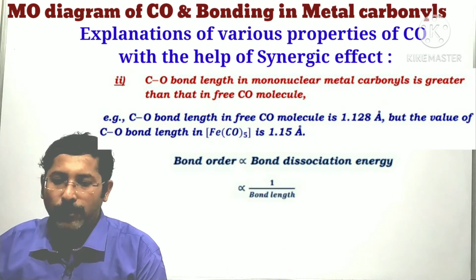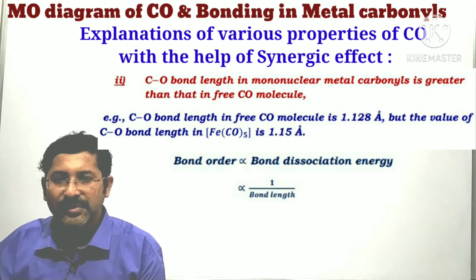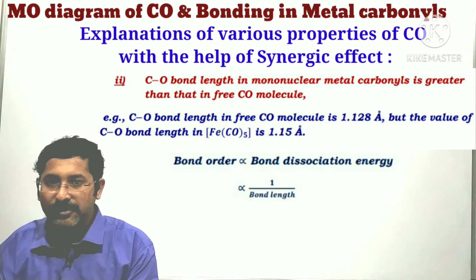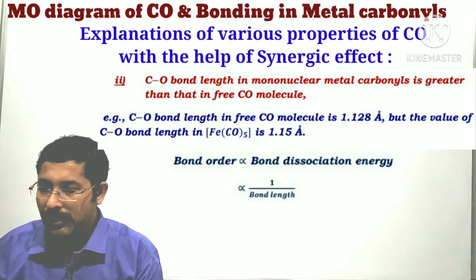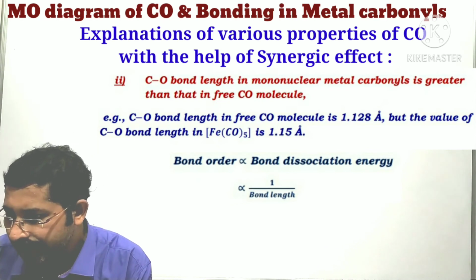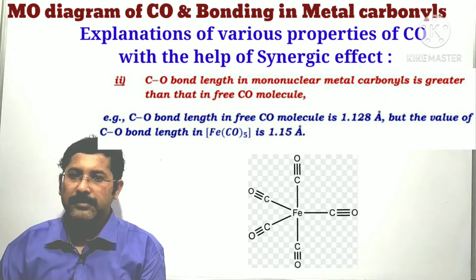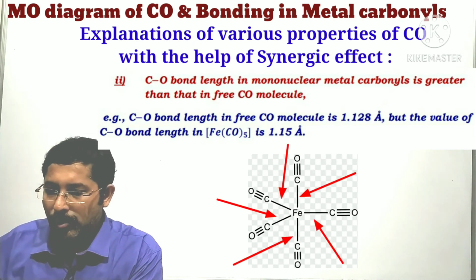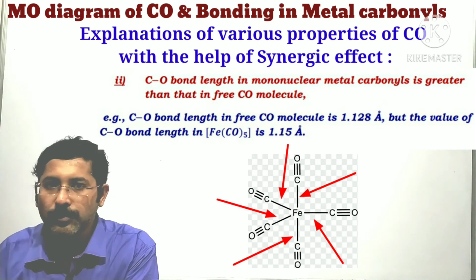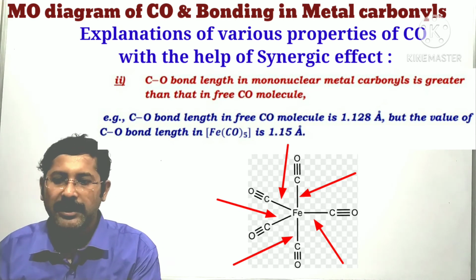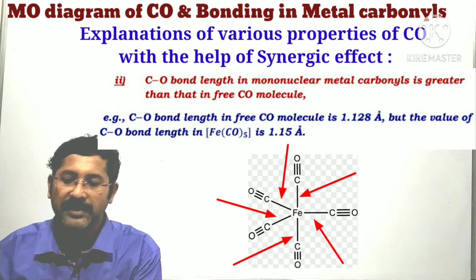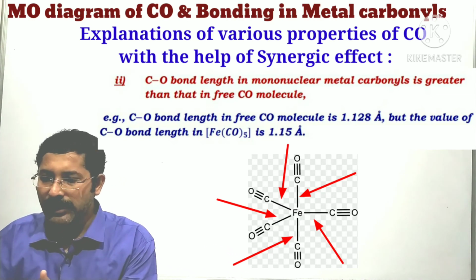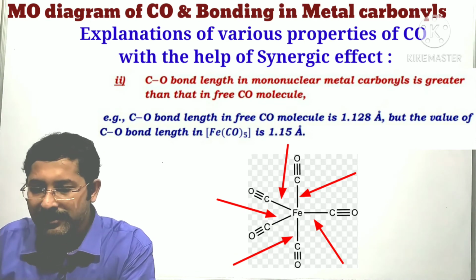We know as the bond order increases, the bond dissociation energy increases, and of course bond order is inversely proportional to the bond length. So what happened there? Here is the structure of iron pentacarbonyl. Look at here, these metal carbon bonds actually acquire some double bond character because of the synergic effect. Because iron donates the electron pairs to the antibonding orbital of carbon monoxide.